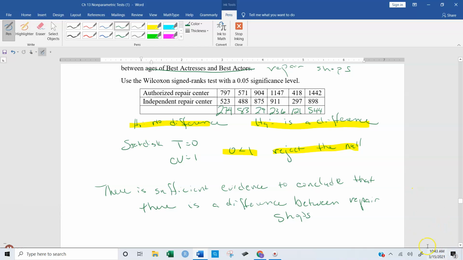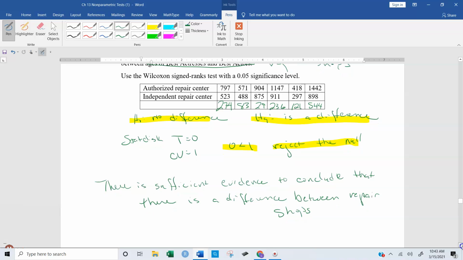You cannot say repair shop 1 is greater than repair shop 2. That is not what the Wilcoxon's test tells you. It just tells you that there is a difference. Do we know that by logic? Absolutely. But we cannot say that from our test.